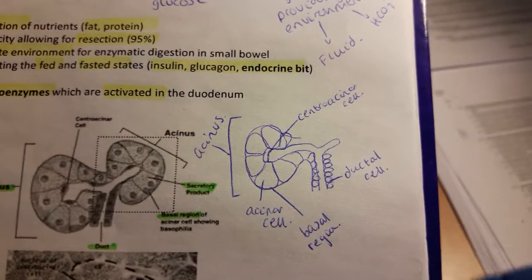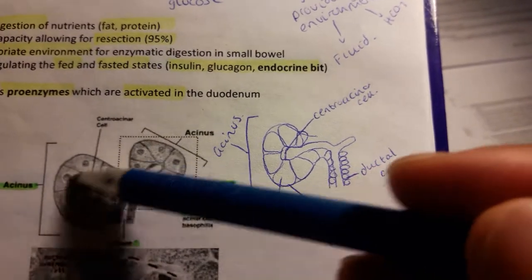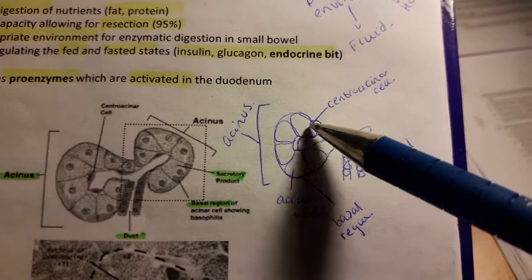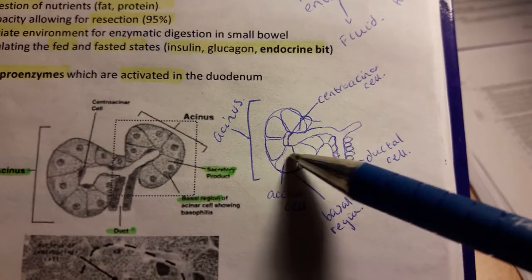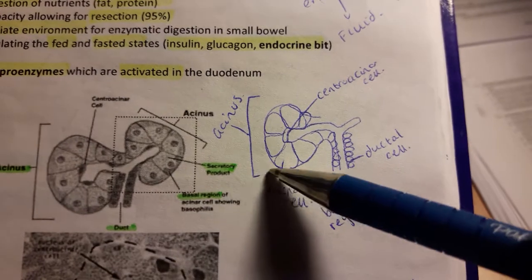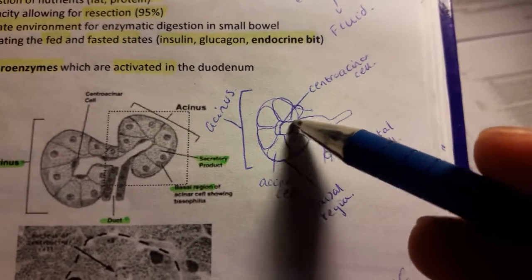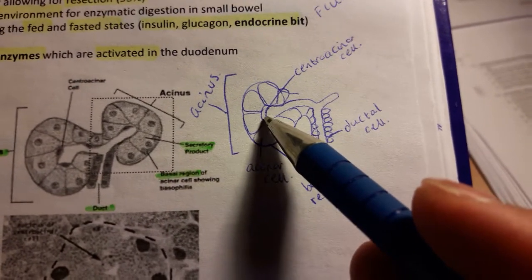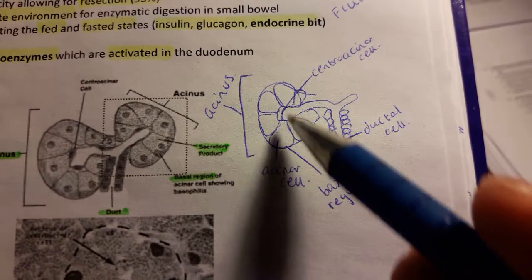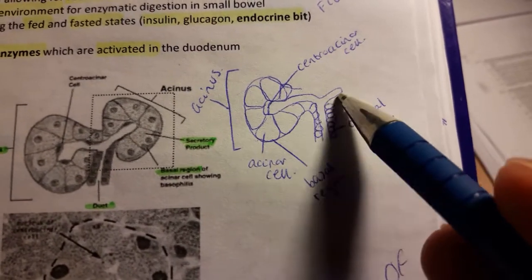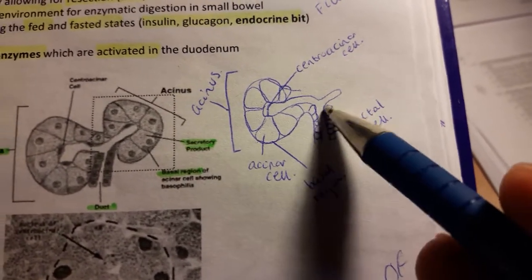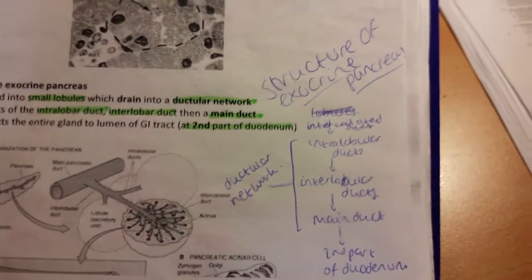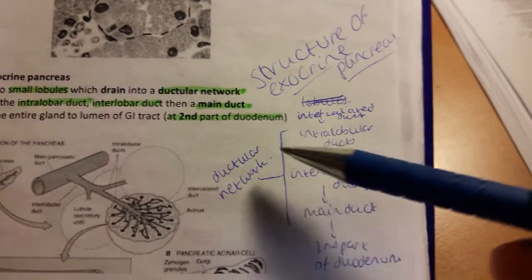First of all, let's have a quick look at the layout of the acini of the pancreas. It's very similar to the salivary glands. You've got acinar cells forming an acinus with a centroacinar cell over here. The basal region is on this side, and this side is the apical lumen. And then you've got these ducts, which form a ductular network, lined with duct cells.